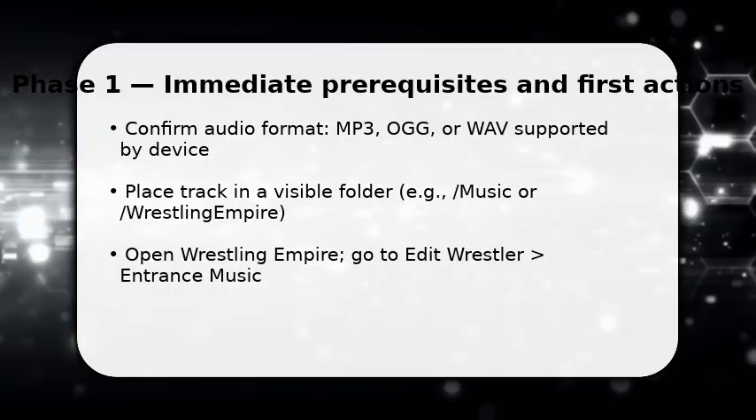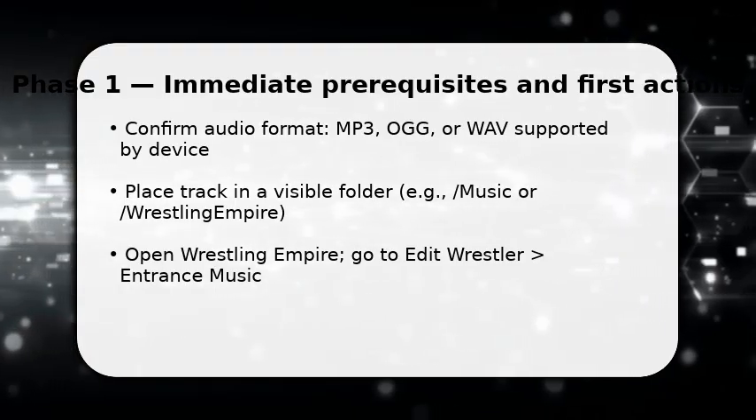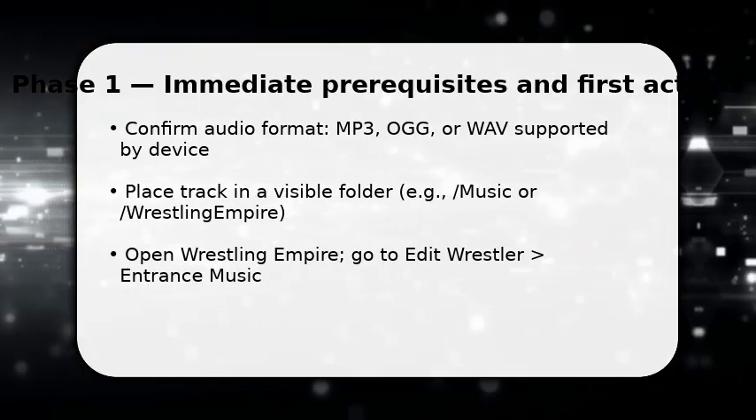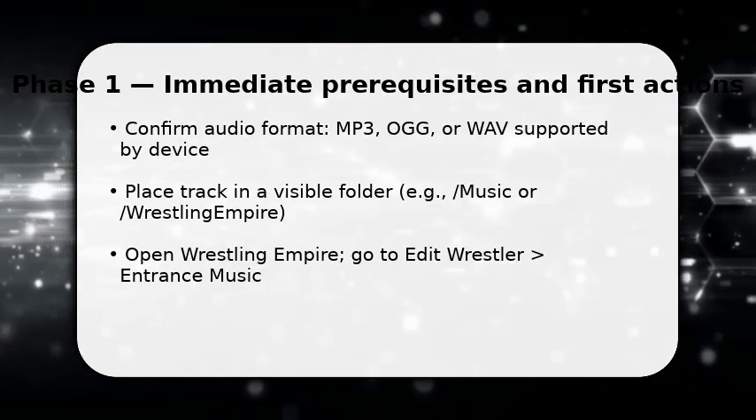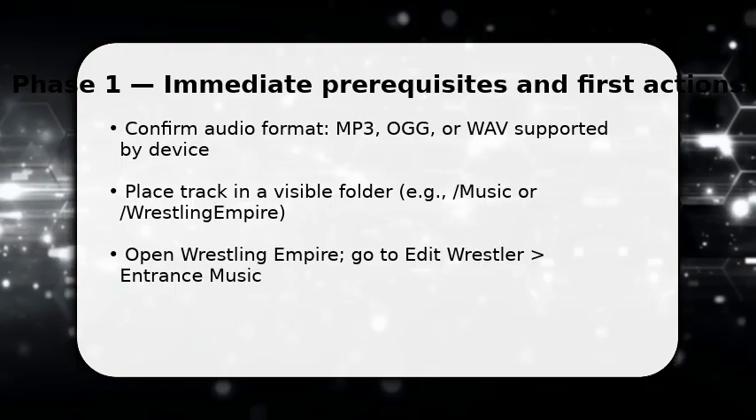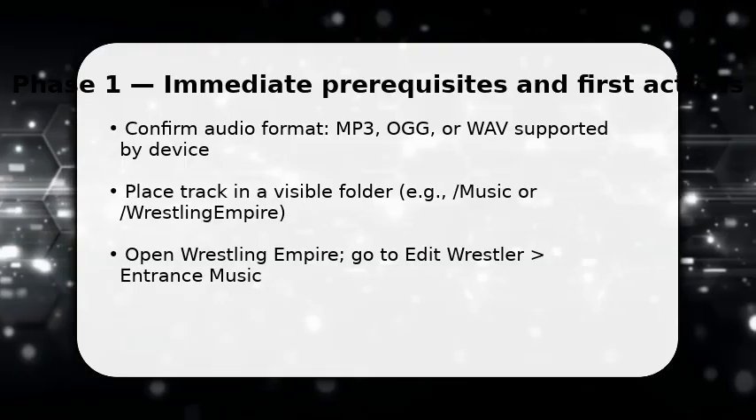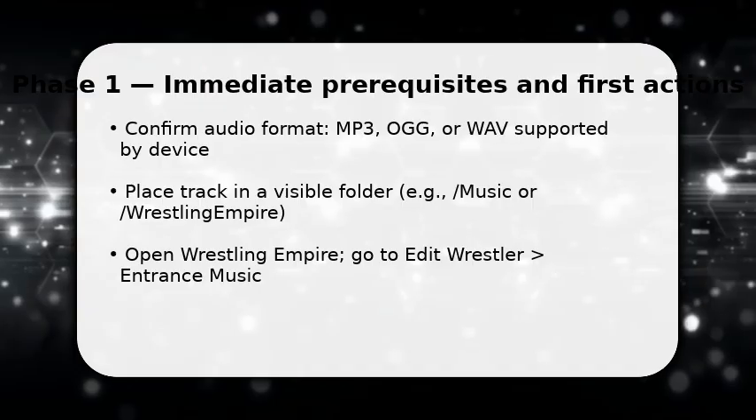You start by preparing your audio files and opening the right menu. Make sure the music is in a common format on your device so the game can read it. Once the file is copied to an accessible folder, music or a dedicated Wrestling Empire folder, launch the game and open Edit Wrestler. Then select Entrance Music. This first step gets you into the interface that assigns tracks. Without it, you can't proceed.